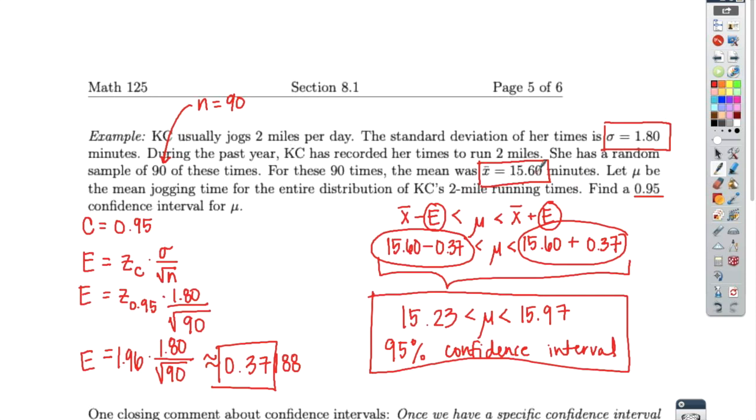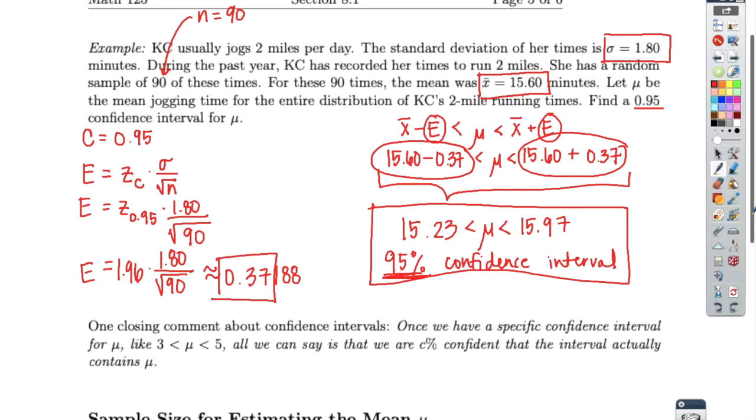Using these two values, we can say with 95% confidence that the mean of all of her runs, the entire population of data, is somewhere between 15.23 and 15.97 minutes. If we were able to average the times for all of her runs, we're 95% sure that it will be somewhere between 15.23 and 15.97 minutes. So just a little note here.